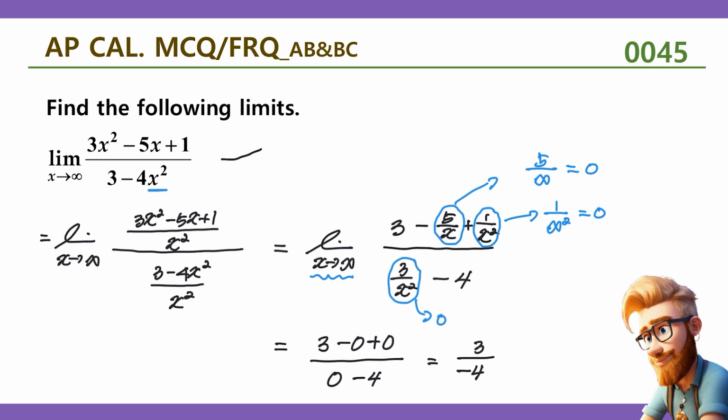So the graph of this has a horizontal asymptote at negative 3 over 4, like that. So the graph approaches negative 3 over 4 as x approaches infinity, either from here to here or from here to here. So as x approaches infinity, this whole expression approaches the horizontal asymptote, which is equal to 3 over negative 4. All right?